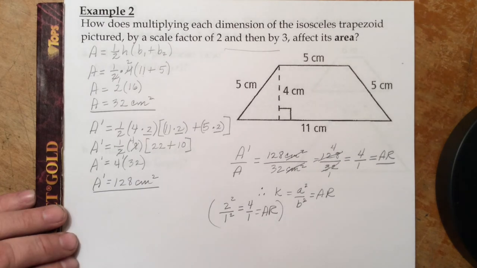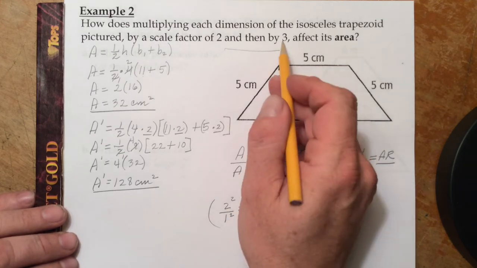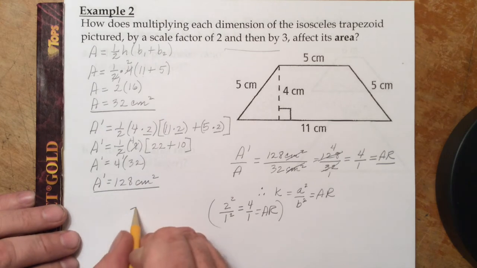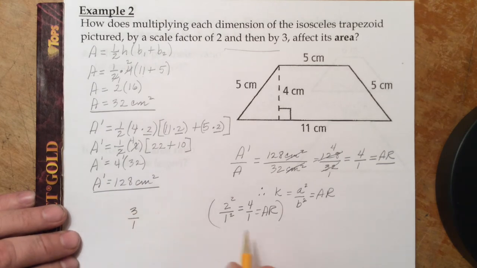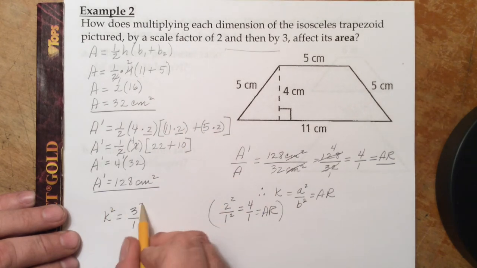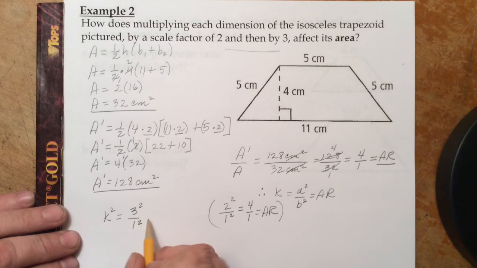How does this trapezoid differ when all the dimensions have been affected by a factor of 3? Instead of going through all this, we can take 3 to 1 instead of 2 to 1, like this was. And knowing what we know now, we can square the scale factor: 3 squared over 1 squared. This gives us 9 to 1.